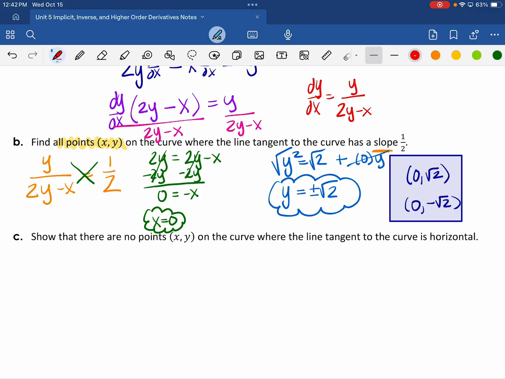And remember, you need to focus because these are actually really, really important questions. Let's go. We're almost done. All right, on part C, it says show that there's no points x, y on the curve where the line tangent to the curve is horizontal. So what do you know about horizontal lines? The slope is 0. So we're going to do a very similar situation here, and we're going to take my slope and set it equal to 0.